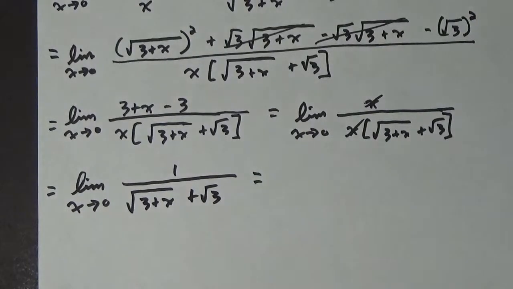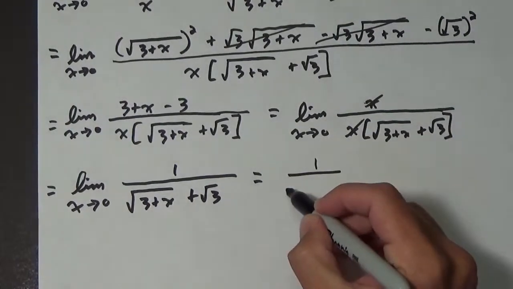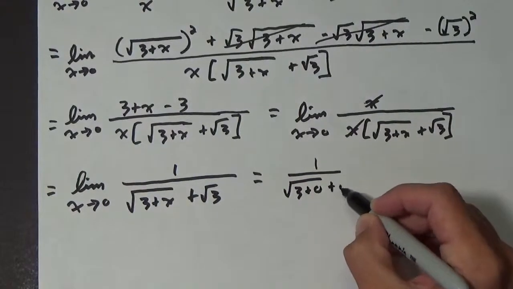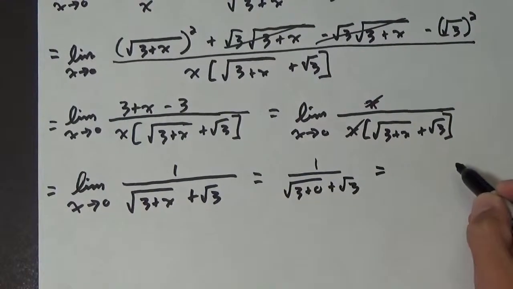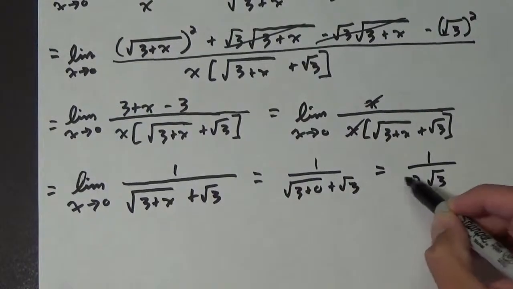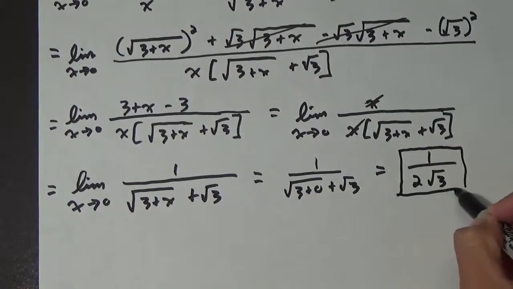Now we can go back to the substitution. And so we end up with 1 over the square root of 3 plus 0 plus the square root of 3, which ends up being 1 over 2 times the square root of 3. And there is our answer.